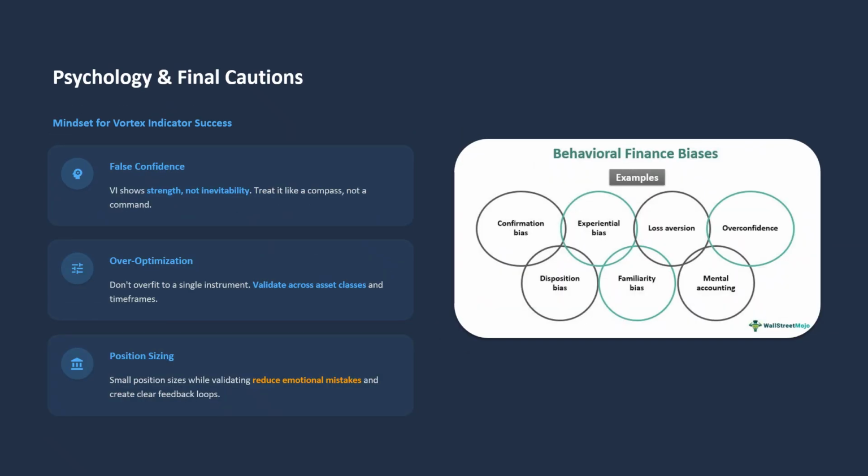VI can lull traders into false confidence. It shows strength, not inevitability. Treat it like a compass, not a command. Over-optimization is seductive. Don't overfit to a single instrument. Validate across asset classes and timeframes. Size properly. Small position sizes while you validate reduce emotional mistakes and create clear feedback loops.